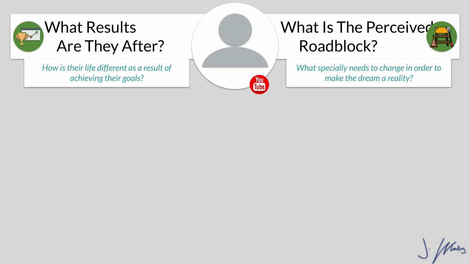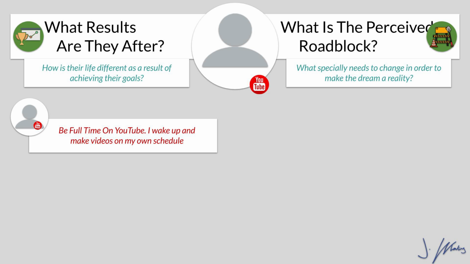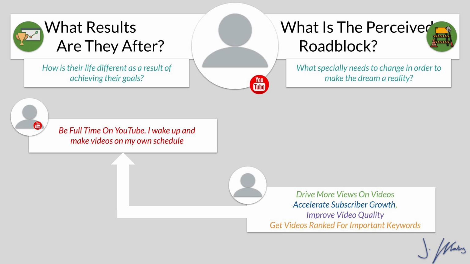And just using a quick example here, let's say someone's trying to grow a YouTube channel. Well, the result that they're after, they probably want to be full-time or making a full-time income with YouTube and leave whatever job they have now. What do they think is getting in the way? They need to rank their videos, they need better video quality, they need to grow faster, they need more views and subs. And so those would be the roadblocks. That would be the result.